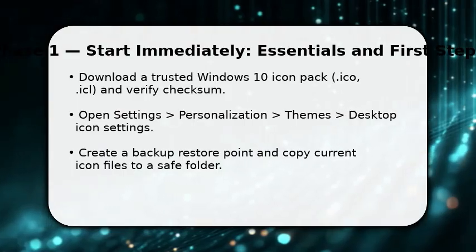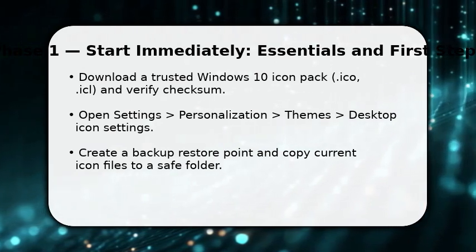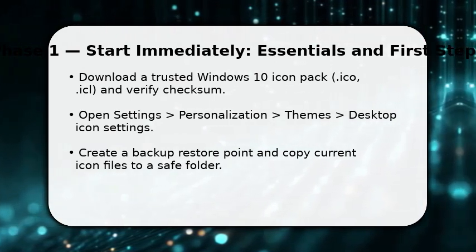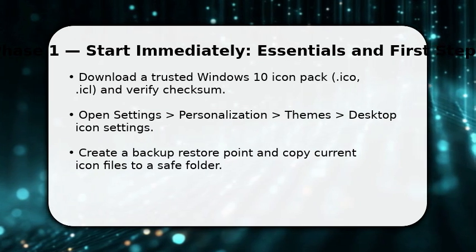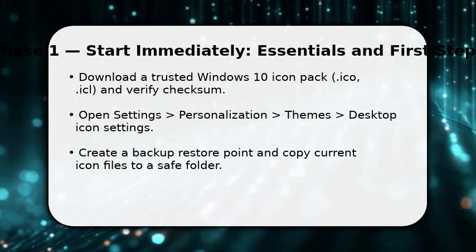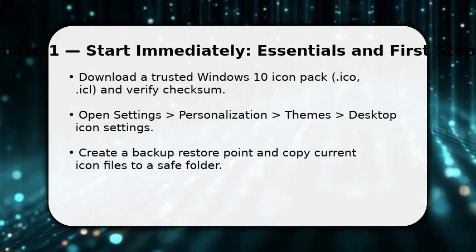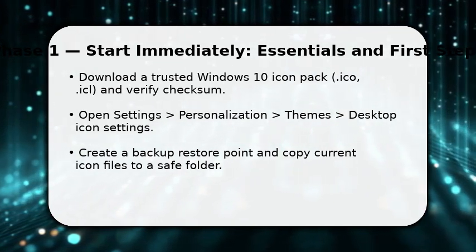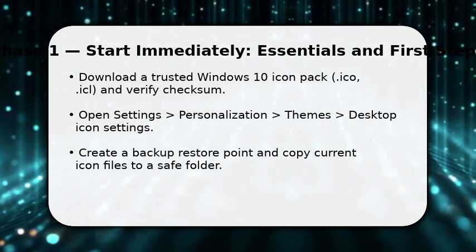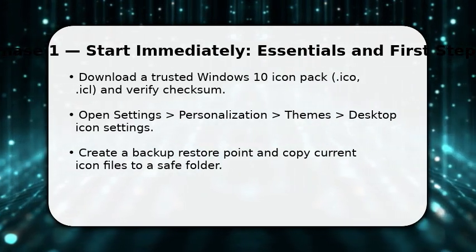You start by preparing. Download a verified Windows 10 icon pack and make a system restore point now. Once downloaded, extract icons to a dedicated folder so you can revert. Then open Settings, go to Personalization, open Themes, and click Desktop Icon Settings. This is where you change system icons like Computer, Recycle Bin, and Network. Make sure to keep the backup copy of original icons. This saves time if you need to undo changes.